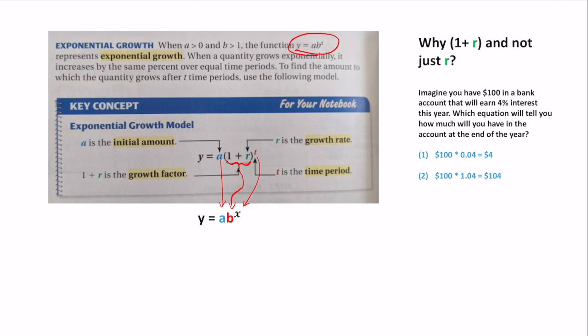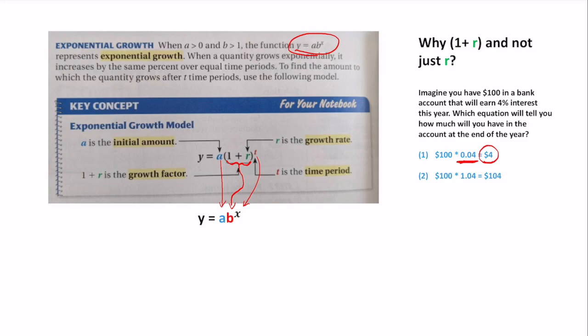So look at the first one. In the first one, we're multiplying our $100 just by the 4%. And remember, 4% is 4 cents, which is 0.04. That will give you the $4. That's how much you would make. But what about the $100 that was still in there, right? You'd still have your 100 plus the $4.